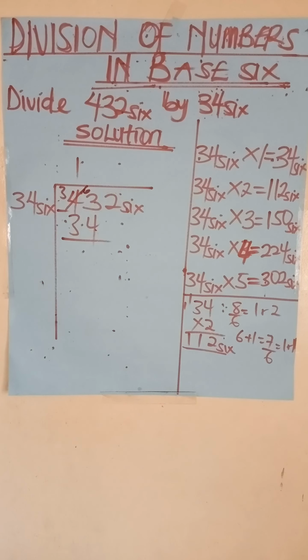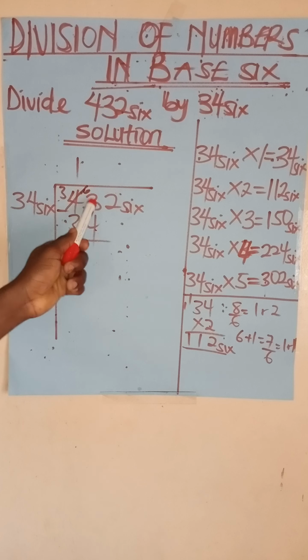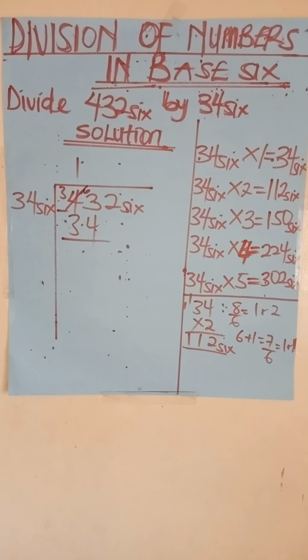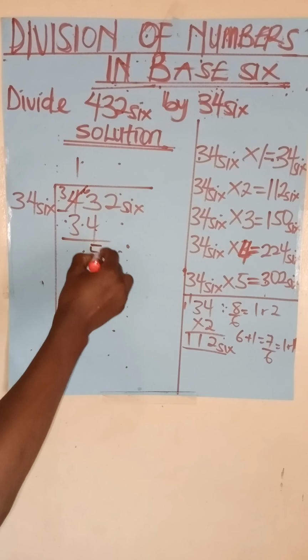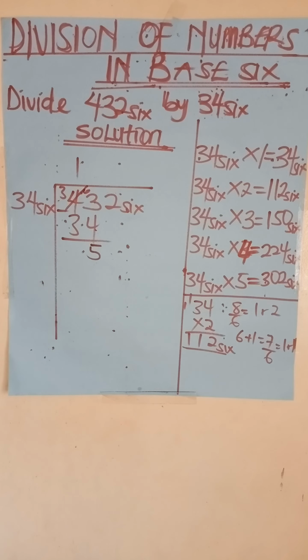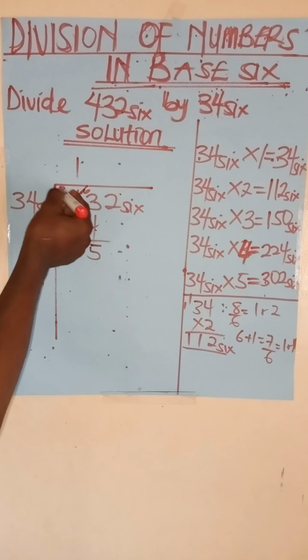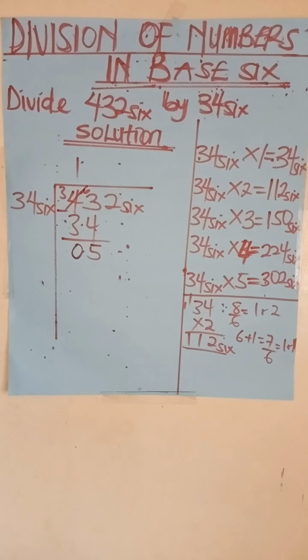So now 6 plus 3, that's 9. Then 9 minus 4 gives me 5. 3 minus 3 is 0. So that one has gone.